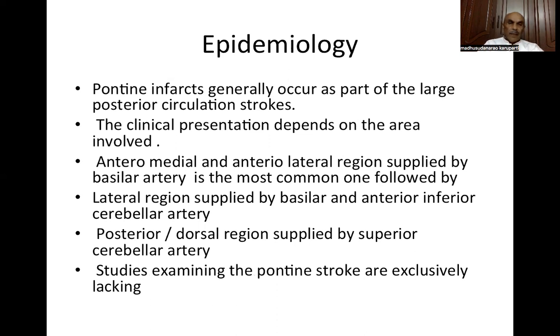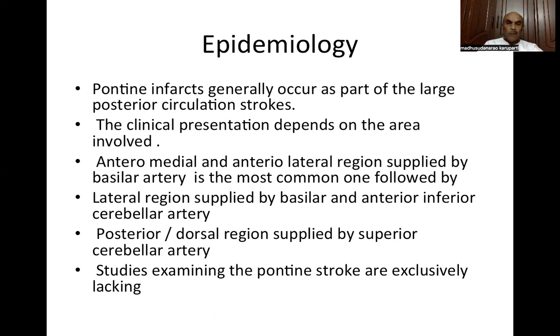out of which the anterior medial and anterior lateral regions supplied by the basilar artery is the most common type of Pontine stroke, which is followed by the lateral region supplied by the basilar and anterior inferior cerebellar artery. Then the other type is the posterior or dorsal region supplied by the superior cerebellar artery. These are the order of commonness with regard to Pontine stroke.